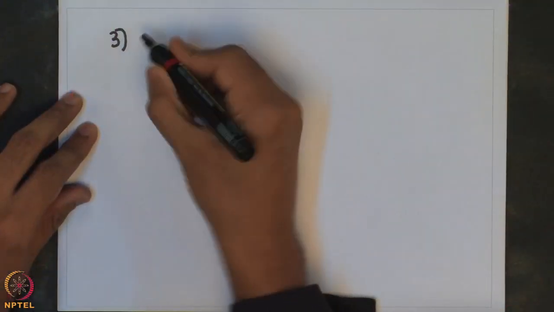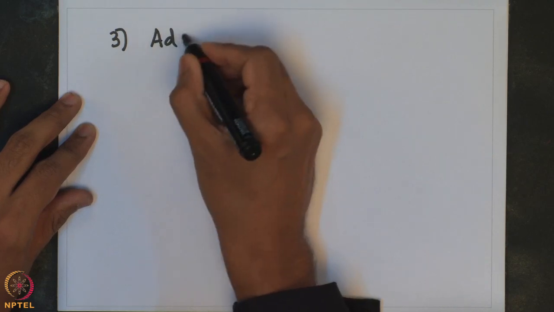So, these are the 7 steps involved in a catalytic reaction, and we attempted to find out the rate of reaction for the first 2 steps, that is, the external diffusion and the internal diffusion. Now, we will start with the third step, which is adsorption. So, we look at step 3, which is adsorption.